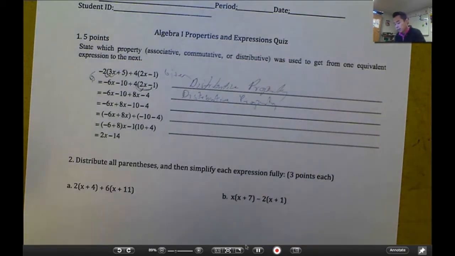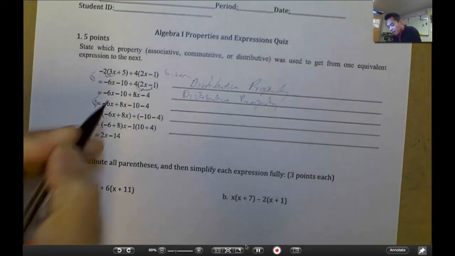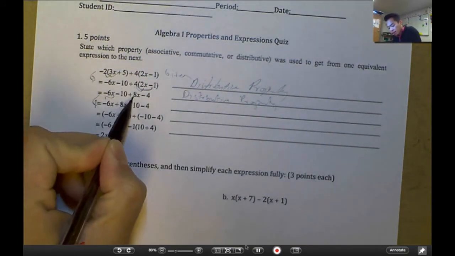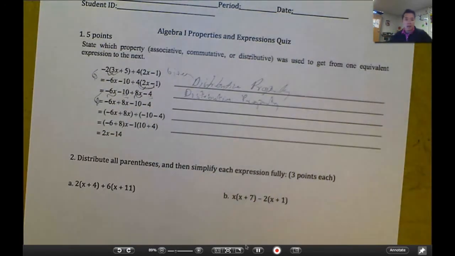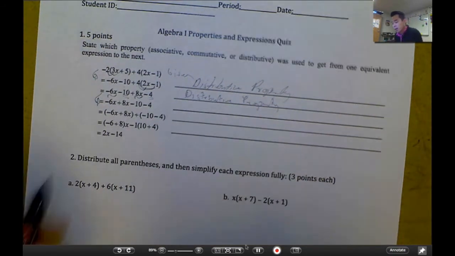And then going down to the next one, I have negative 6x here and 8x here. I'm going to go ahead and squiggly underline my terms. I really have two different terms. I have a coefficient of negative 6 and x, and a coefficient of 8 and x together. That will be the similar term. And then I have negative 10 and negative 4, both negative integers.